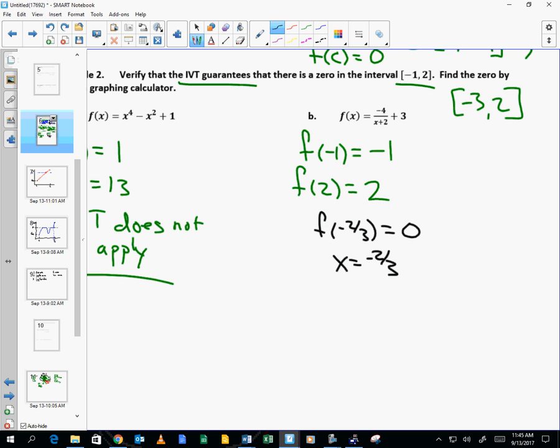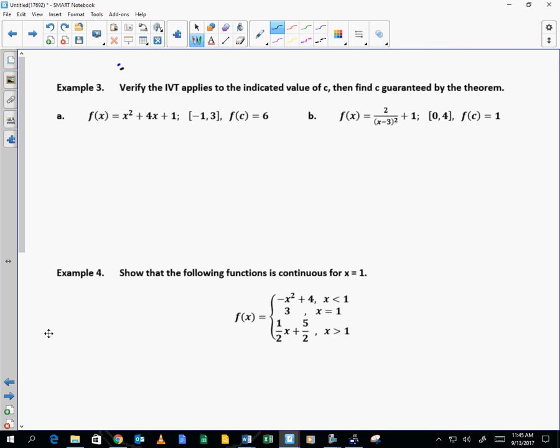I have many more tricks for you on the graphing calculator. Okay, verify the intermediate value theorem applies to the indicated value of C, then find C guaranteed by the theorem. So we don't want to guarantee that there's a 0. We want to guarantee that there's a spot where the function is equal to 6 over that interval. So what should I do? Plug in what? Negative 1, and I get negative 1 squared is 1 minus 4 is negative 3 plus 1 is negative 2. And then if I plug in 3, I get 9, 12 is 21, 22.